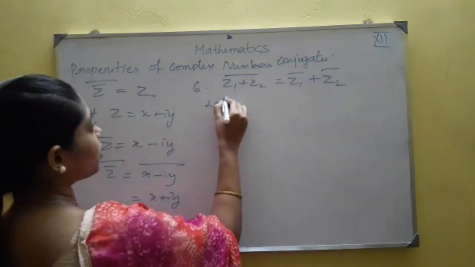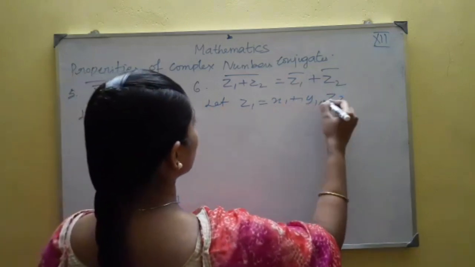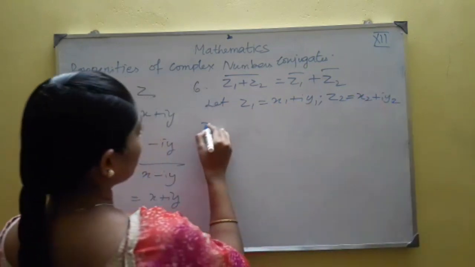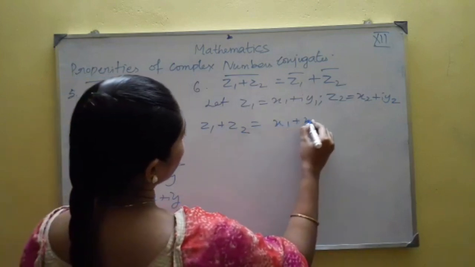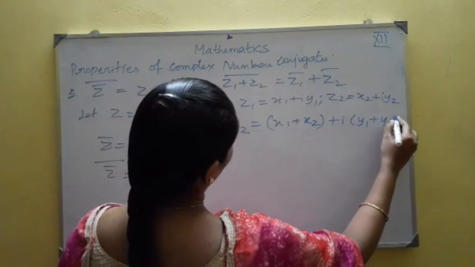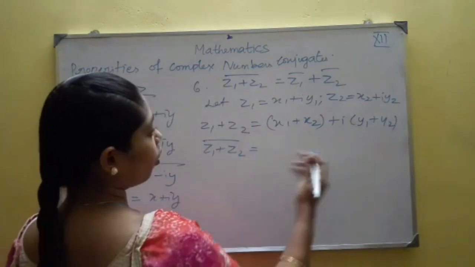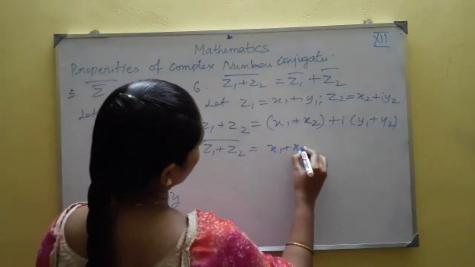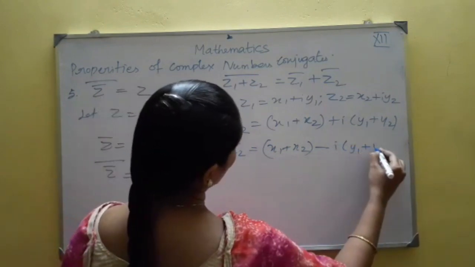Now sixth property: z1 plus z2 the whole bar equal to z1 bar plus z2 bar. Let z1 equal to x1 plus iy1, z2 equal to x2 plus iy2. So what is z1 plus z2? x1 plus x2 plus i times y1 plus y2, right? What is z1 plus z2 the whole bar? Whole bar means in the between area I will get negative, no? So x1 plus x2 minus i times y1 plus y2.